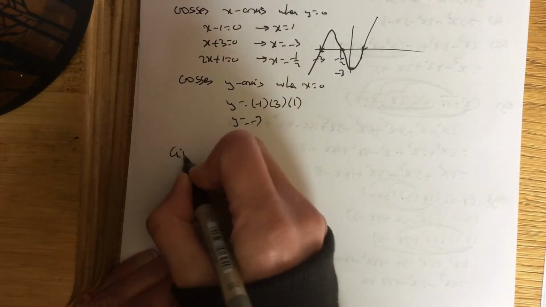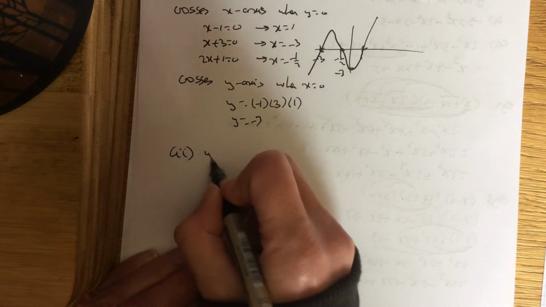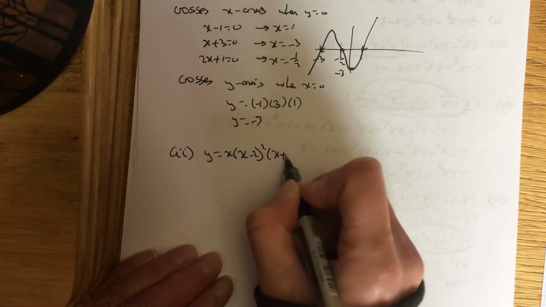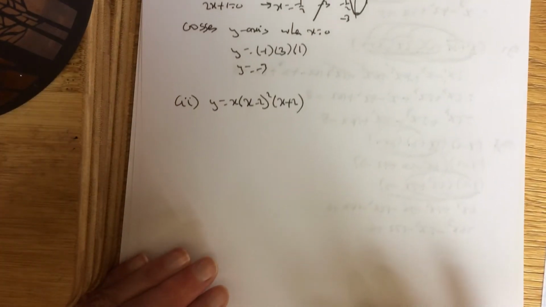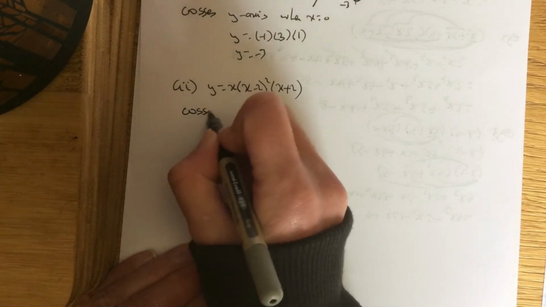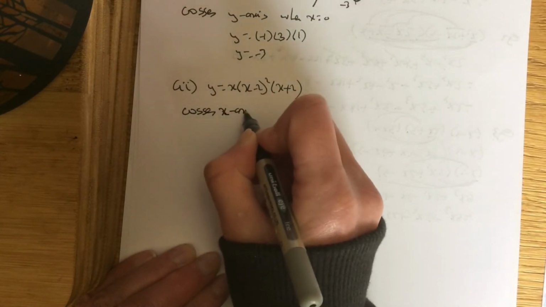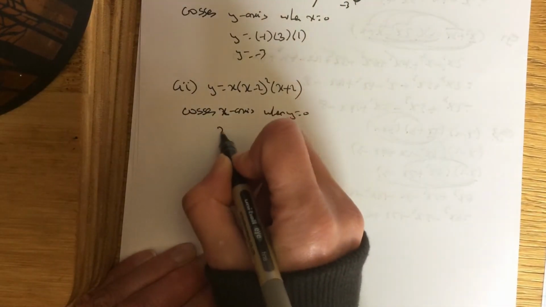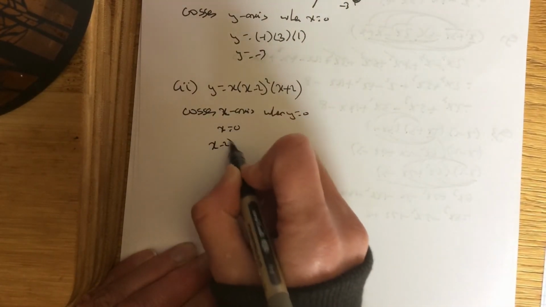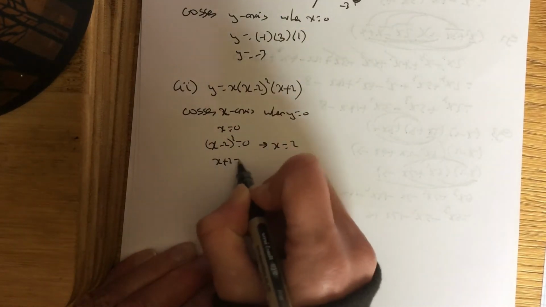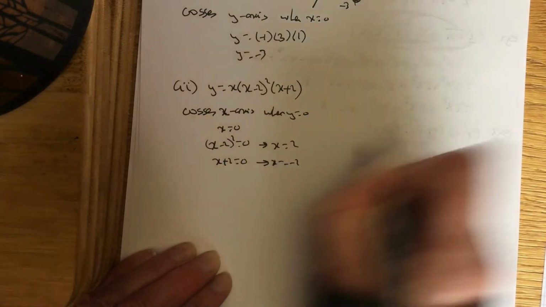The next graph in your notes I'm going to take you through is this one here. y equals x, x minus 2 squared, x add 2. Now I want you to pay particular attention to this one because something different happens. As normal, it crosses the x-axis when y is 0. So you put each of these bits equal to 0. So x equals naught, x minus 2 squared equals naught, so x equals 2, and x plus 2 equals naught, so x equals minus 2.